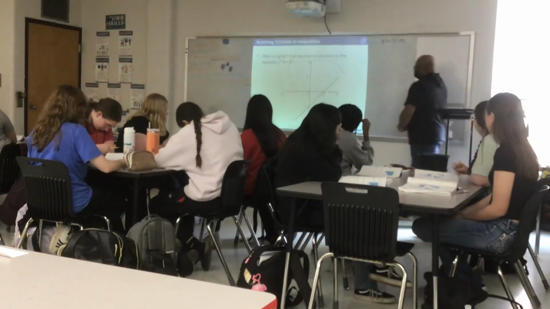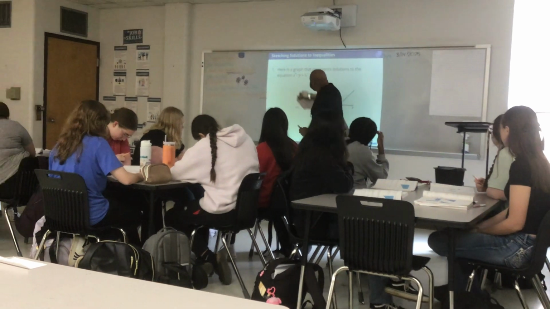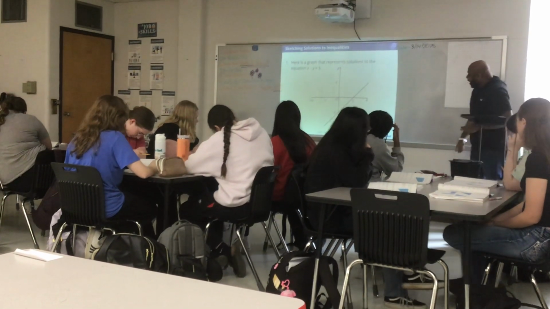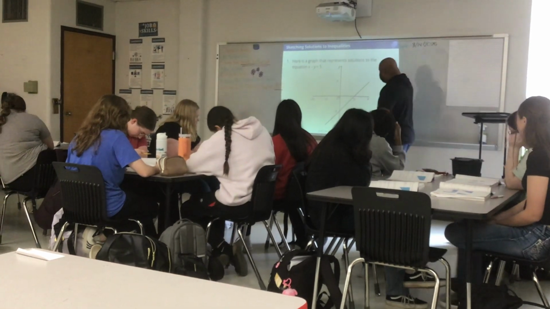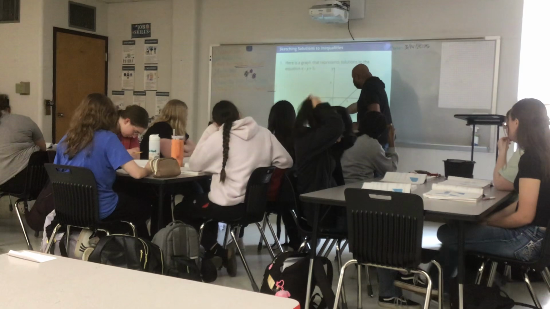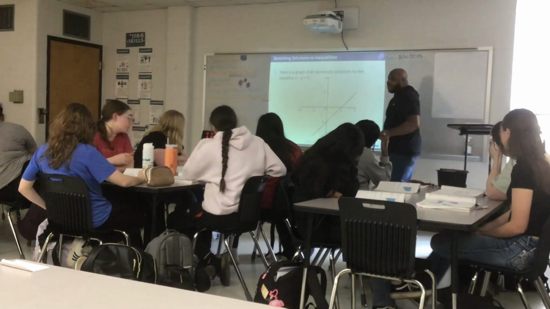Now, here's a graph that represents solutions to the equation x minus y is equal to 5. And we can see here that we have a y-intercept of -5, and the x-intercept is +5, okay?